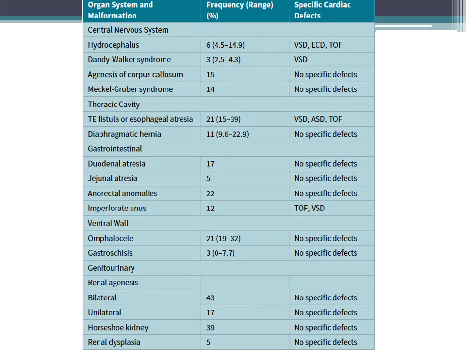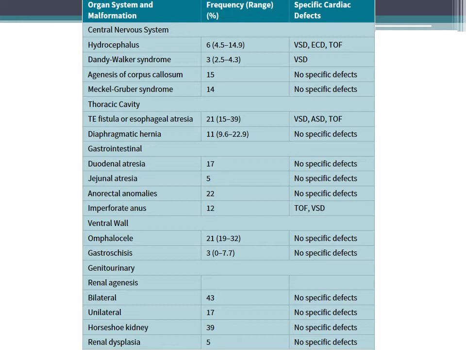Certain organ system malformations have a high predilection for cardiac defects. Ones that I pay particularly close attention to would be TE fistulas or esophageal atresias, which have a 21% frequency for particular cardiac defects. Omphalocele, 21% versus gastroschisis, 3%. Bilateral, unilateral renal agenesis, as well as horseshoe kidney, is also above 15%. Anorectal anomalies, 22%, and imperforate anus, 12%.